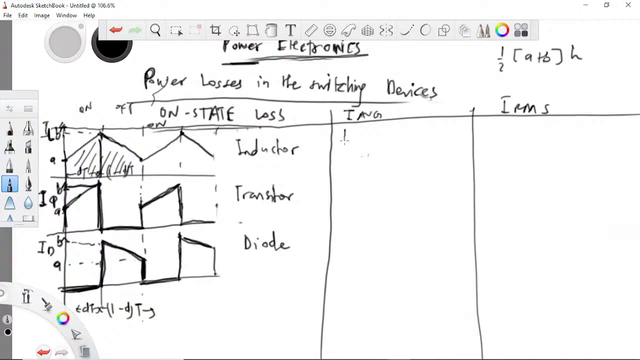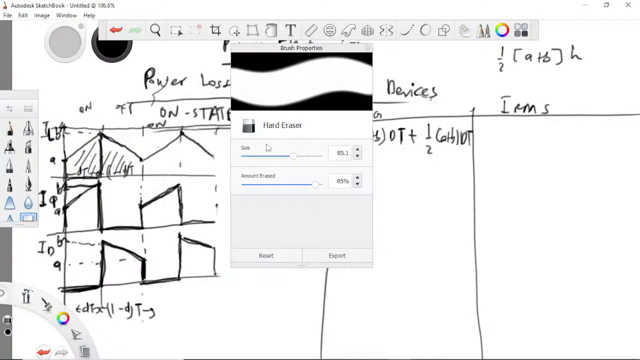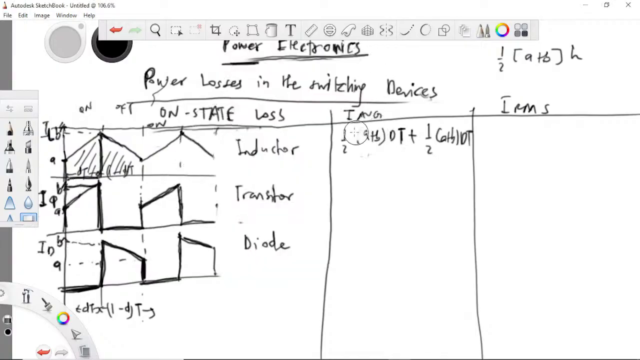Let me write it here. Half times the sum of parallel sides, that's (A plus B), times the height dT. Plus the same thing for the other side: half (A plus B). So half plus half gives us 1.